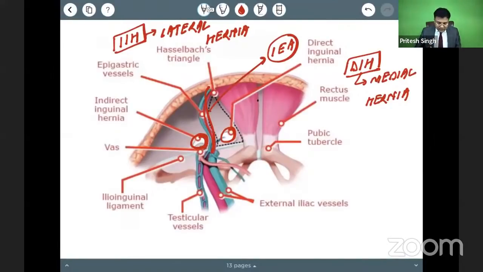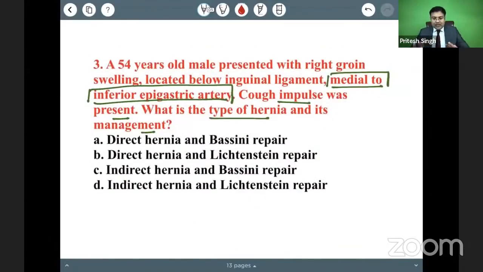Now we have to choose. See the question. We have to choose whether we have to go for Bassini's repair or Lichtenstein repair. You tell me which one, Bassini's or Lichtenstein? This Bassini's repair is primary tissue repair. Now here we are just using sutures to repair the tissue.